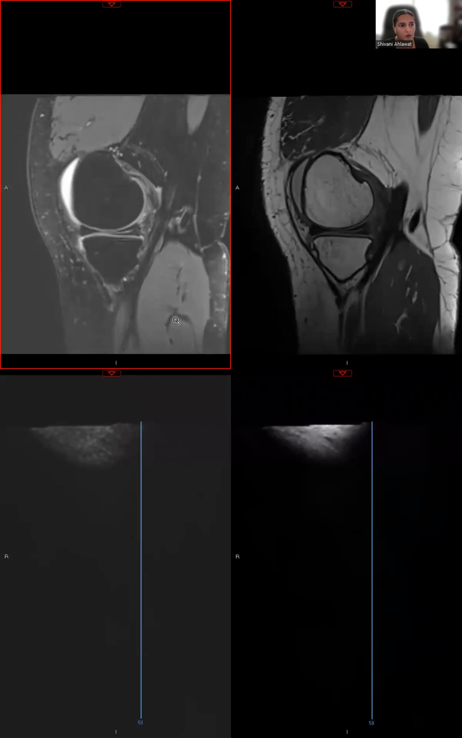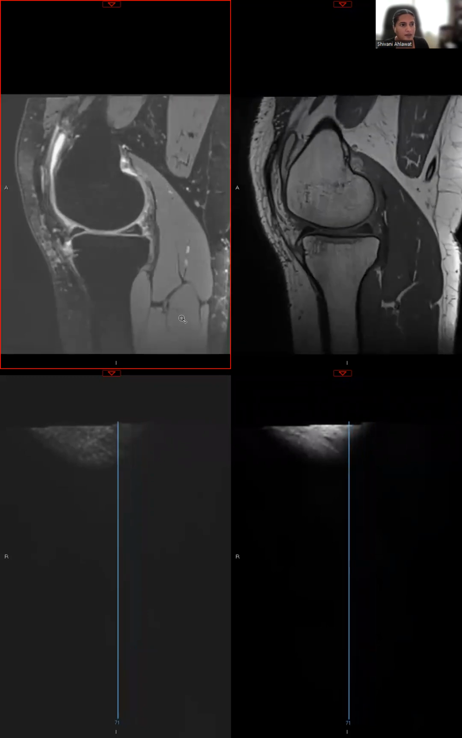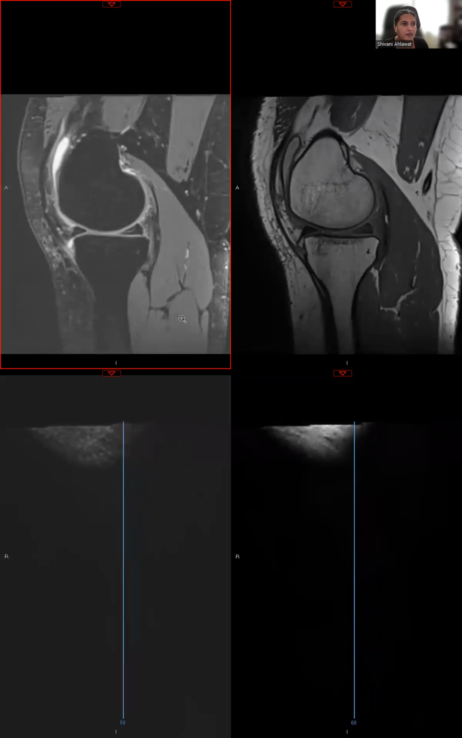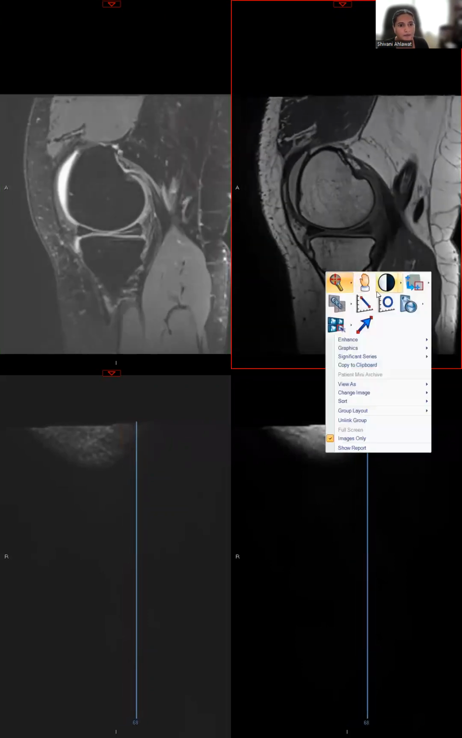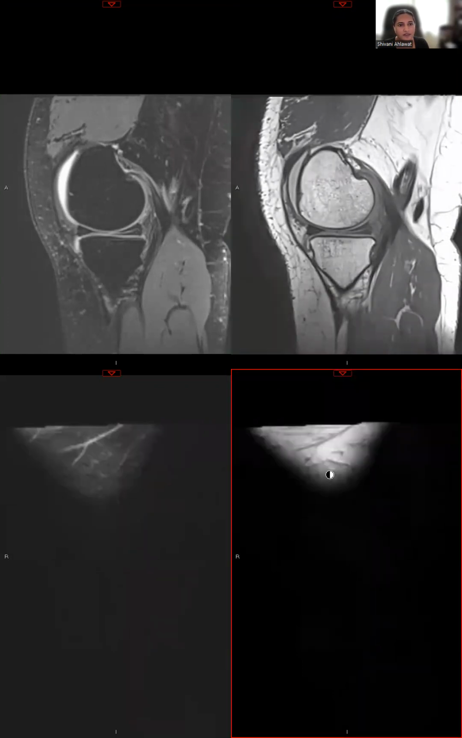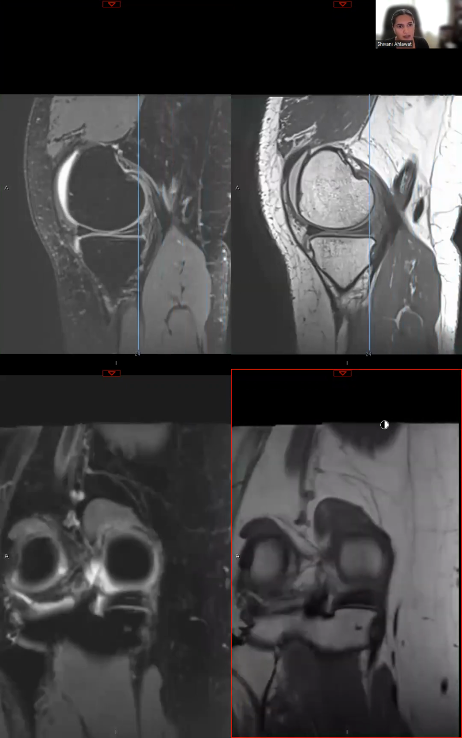Now that we've looked at some normal variants and normal MRI appearance of the meniscus, let's look at some pathology. The criteria for a meniscal tear is abnormal signal that extends to the inferior or superior surface. Looking at this medial meniscus, we can see abnormal signal that divides the meniscus into an upper and lower half, seen on sagittal sequence.